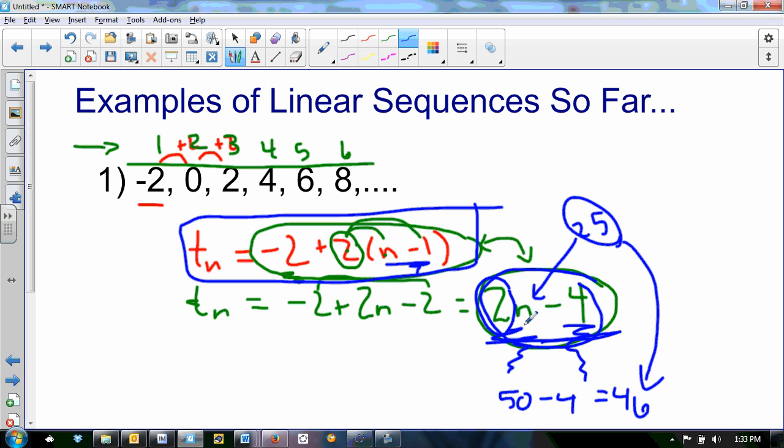Okay? So 2n minus 4 is the same thing as this negative 2 plus 2 times n minus 1, just by simplifying it with algebra. But what this rule is doing now, instead of starting at the first term, we're starting at the 0th term. Okay?